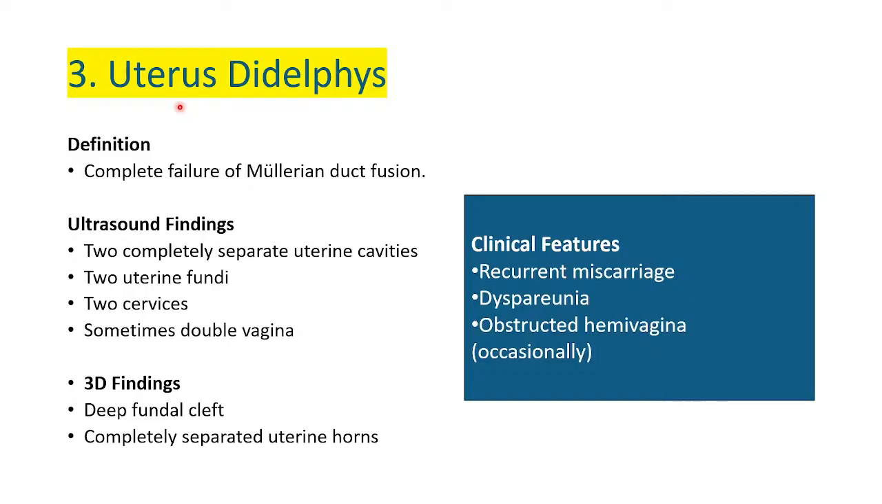So we also have a third one, which is the uterine didelphys. By definition, this is complete failure of Mullerian duct fusion. Ultrasound findings: two completely separate uterine cavities, two uterine fundi, two cervices, sometimes a double vagina. 3D findings: deep fundal cleft, completely separated uterine horns. The clinical features: recurrent miscarriages, dyspareunia, occasionally obstructed hemivagina.